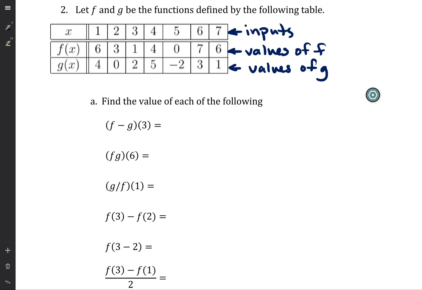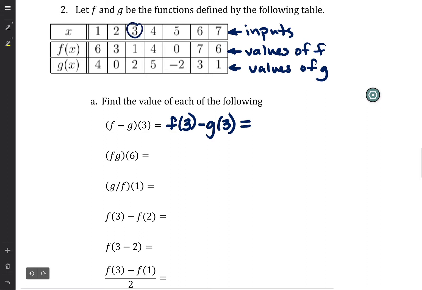So f minus g of 3, and you don't have to write this every time, but what I'm thinking is that I would get that by finding f of 3 and subtracting g of 3. So f of 3, let's see, here's x equals 3. f of 3 is 1, g of 3 is 2, which means f minus g of 3 is 1.